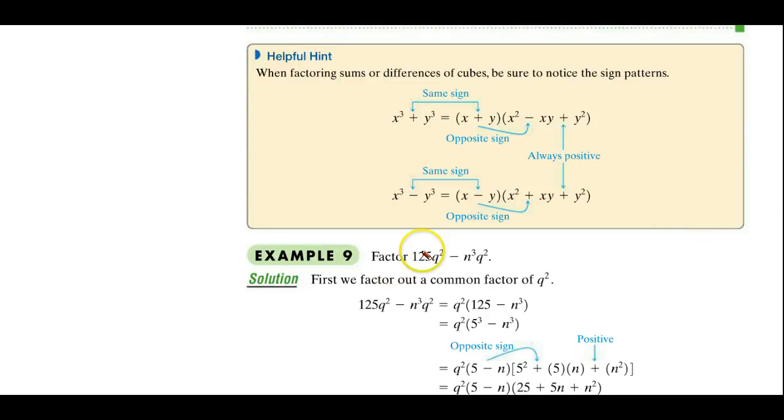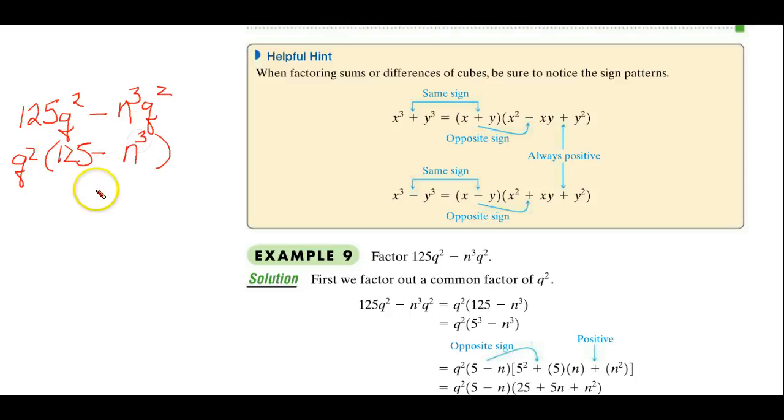All right, let's do this one here. 125 q to the second minus n to the third q to the second. So here we have to factor out the q to the second first. Q to the second. Now I have 125 minus n to the third.